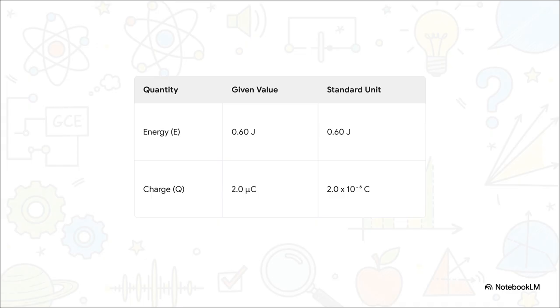The very first mark on this scheme is just for converting this correctly into standard units, which is 2.0 times 10 to the power of minus 6 coulombs. It's such an easy mark to get, but it's also so easy to miss if you're rushing.